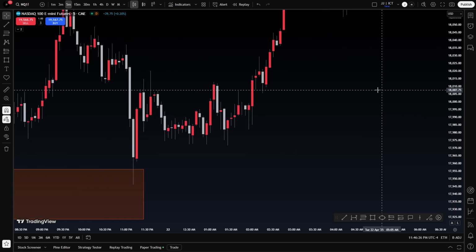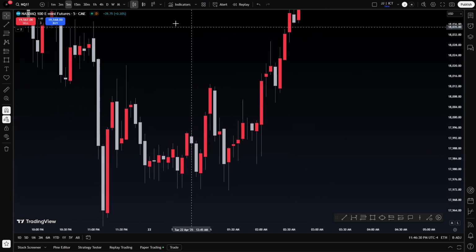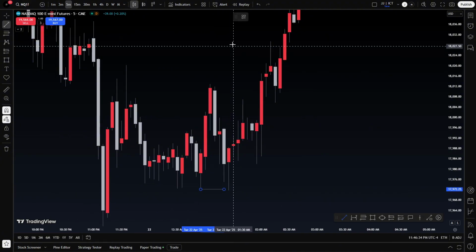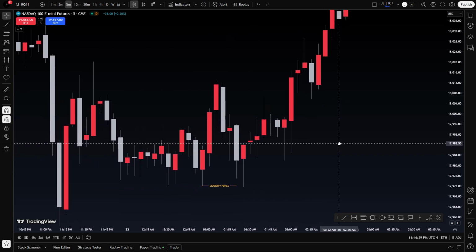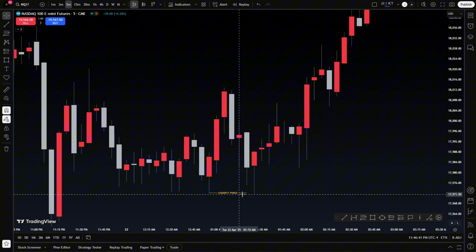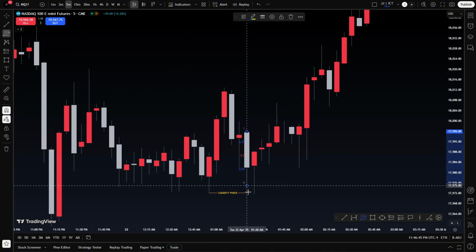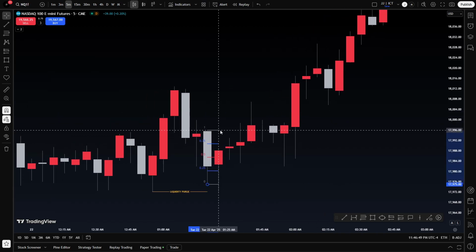And for example, if you did take this as a setup, we have a liquidity purge right about there. I can mark it as liquidity purge. After that, price rejects off of it. We got an order block right about there. When price comes into the order block, whatever you want to call it.